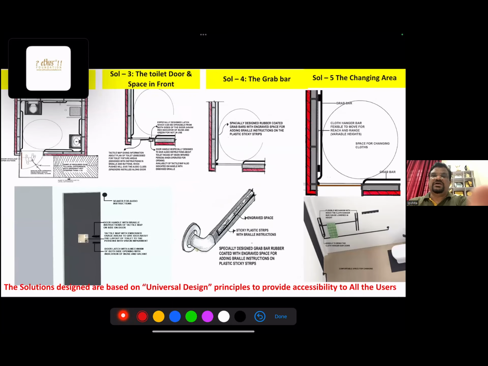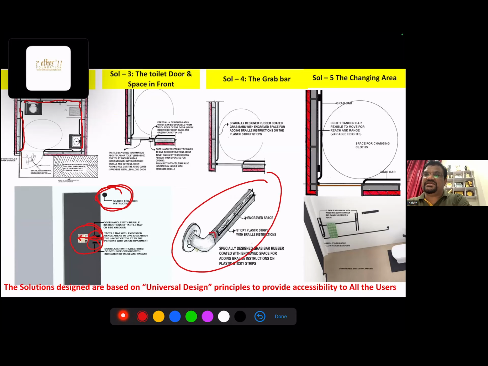Similarly, when you enter, you get a sound cue, and you get a tactile map on the door so that you can get an idea. You also have braille, and the moment you touch the braille, with the touch-sensitive feature, you can get an audio cue about the whole toilet as well. When you go inside, full grab bars have been provided throughout the toilet, with a rubber coating above the pipe, and then you have the braille which gives the information.